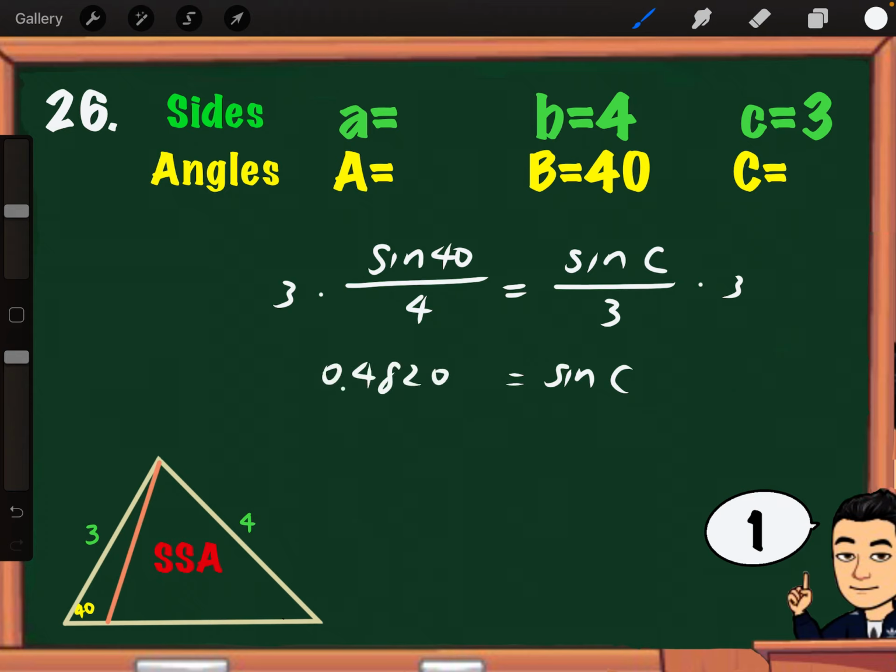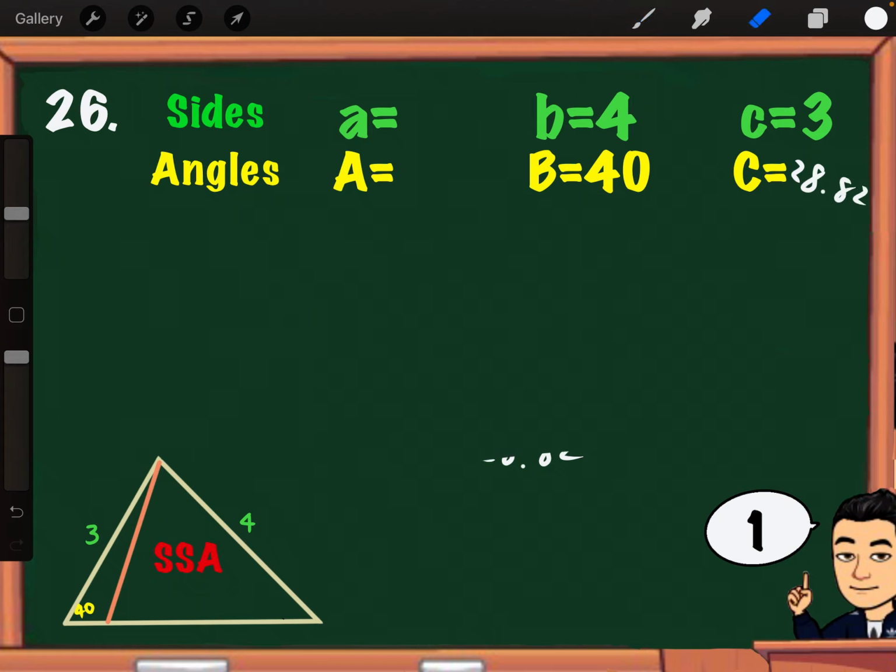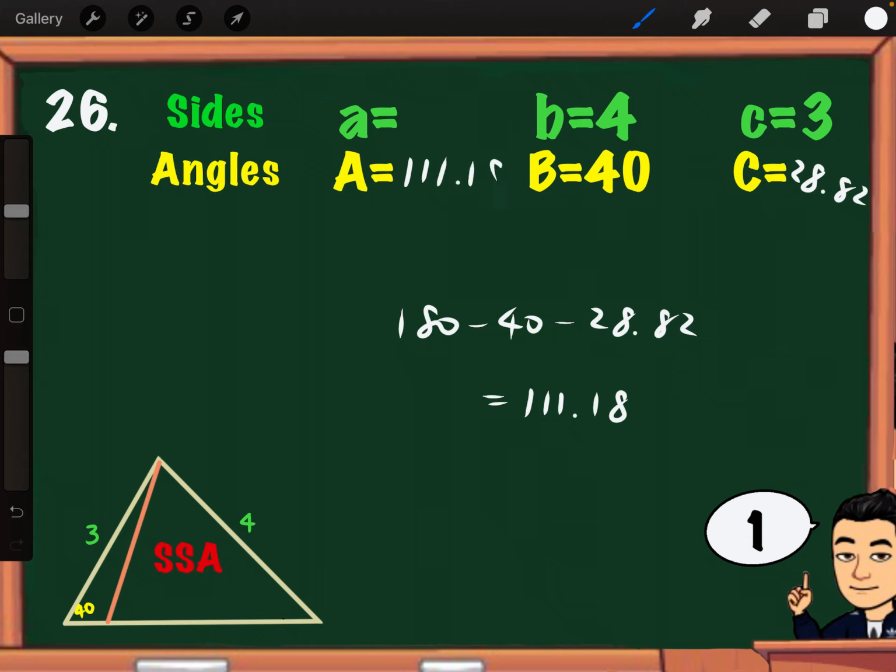Okay, so angle C is going to equal 28.82. So that's going to be right here, 28.82. Once you find two of the three angles, you can just use 180, subtract 40 and subtract 28.82 to find out what angle A is, the remaining one. So angle A is going to be 111.18 degrees. Okay, so we're good.